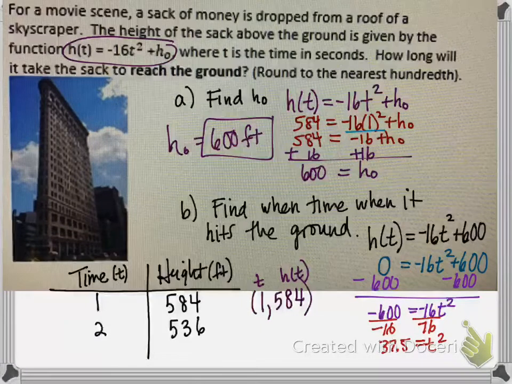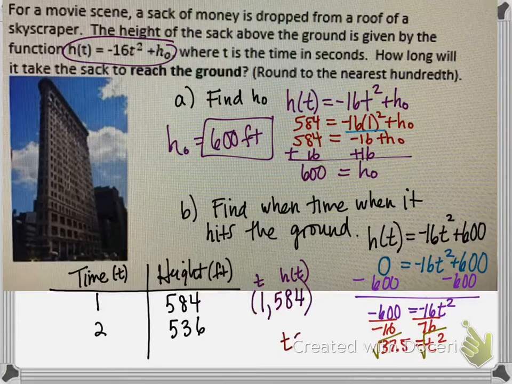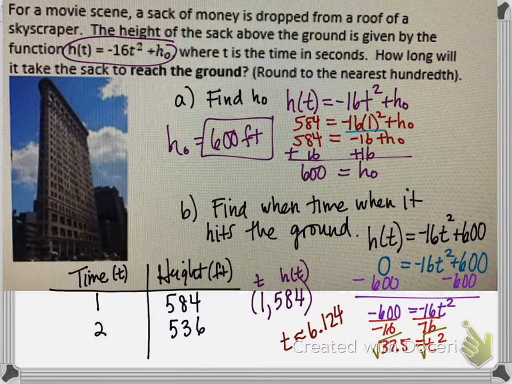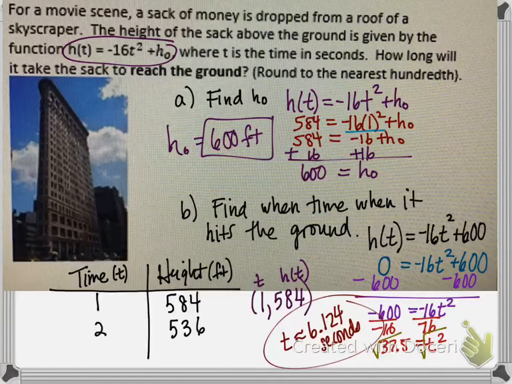And then from there, I'm going to take the square root of both sides. And I know time has to be positive, so I'm only going to look at the positive value here. And we're supposed to round to the nearest hundredth, so that is 3 digits after the decimal. So it's approximately 6.124 seconds. So it hits the ground a little over 6 seconds.